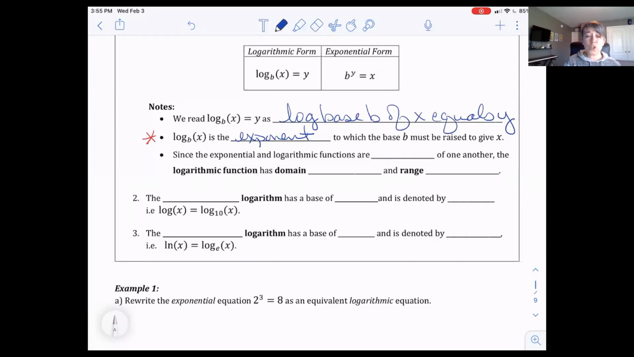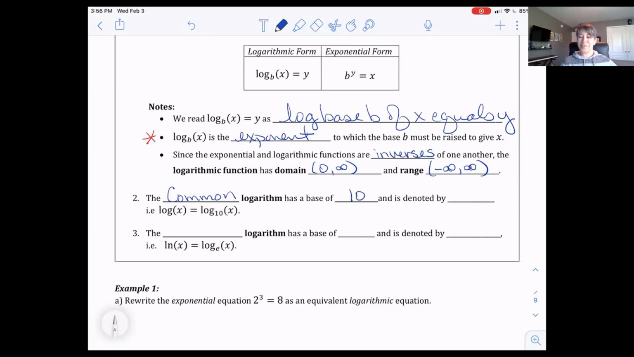So since exponential and logarithmic functions are inverses of one another, that means that their domain and ranges are switched. So the logarithmic function has a domain from 0 to infinity, 0 not included, and a range from negative infinity to infinity. Now there's two specific types of logarithms. The first one is called the common logarithm or common log, and it has a base of 10 since we work in a base 10 number system.